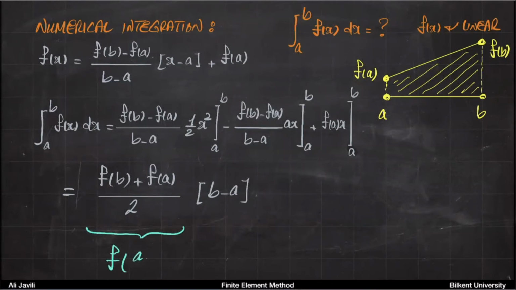So this is exactly that function at point (a plus b) divided by 2. And this is the length of the domain, b minus a. Okay. So again, it's not a huge surprise that we ended up with this, because eventually this is just the area of that trapezoid, and we expected something like that.